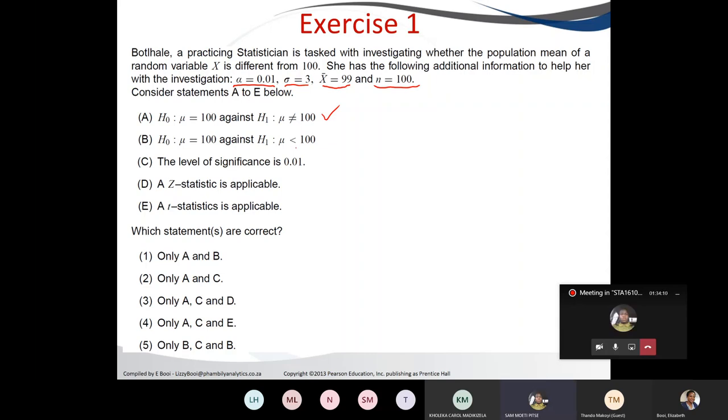No. B is not correct because of that less than sign. We know that the statement said it's not different, so it means it should be equal. The level of significance is 0.01. Is this correct? Yes, it is correct because alpha is 0.01. A Z statistic is applicable in this.